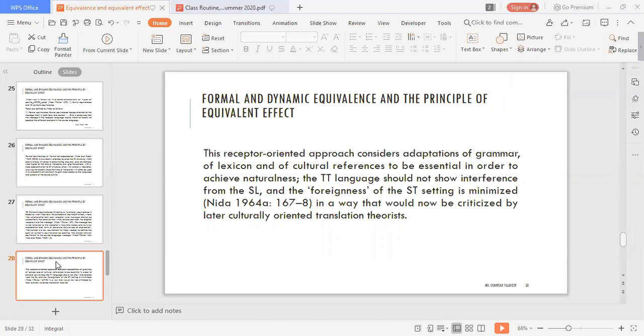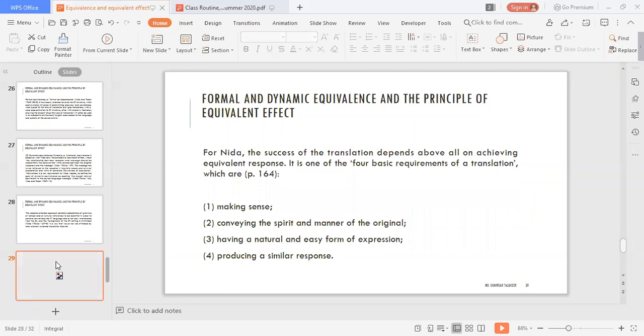Is it clear now? Interference from the source language, that is English, should not be accepted so much that we might lose the naturalness of the translation. So the interference from the source language should be minimized, and also the foreignness of the source text should be minimized, so that we can achieve naturalness while translating. Okay? Is that okay?